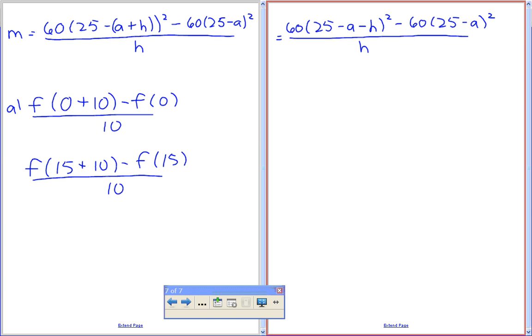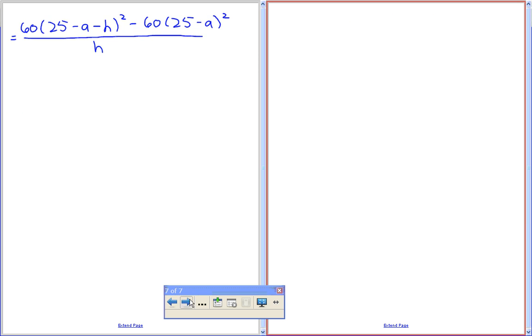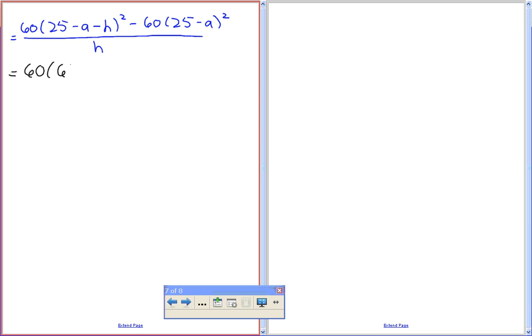You ready for a foil shark? Check it out. Basically you have to multiply everything on the left by everything on the right for this bracket. So this turns into, this is me going 100 miles an hour. If you're not clear, please someone stop me. This turns into 60 times 625 minus 25A minus 25H. I'm going to leave the 60 out of the brackets for right now.